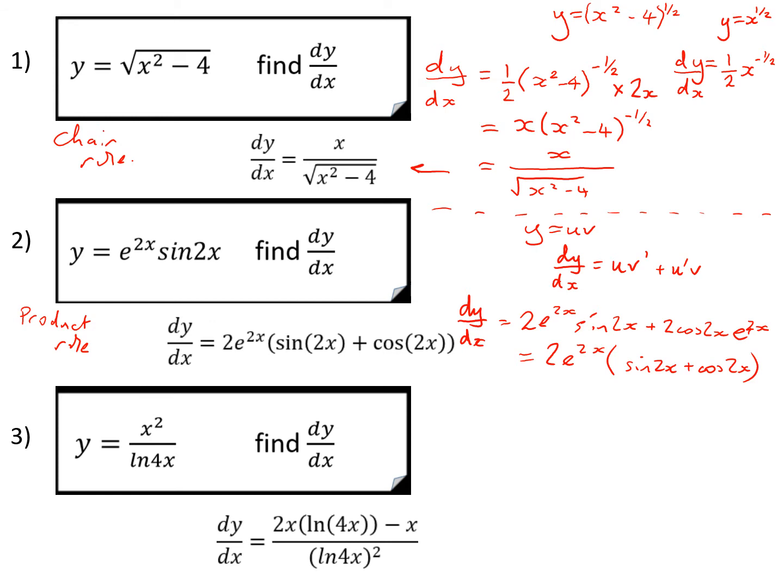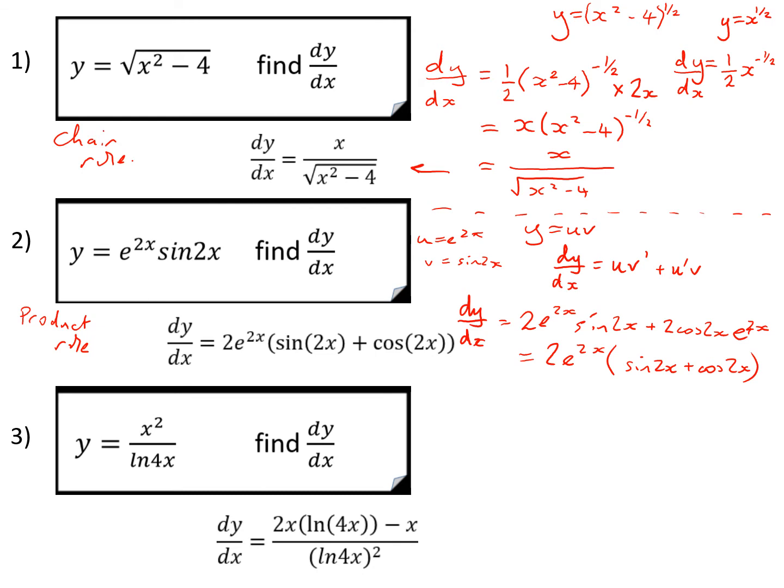Okay, now if you were to actually use the formula, you would just say u equals e to the 2x, v equals sine of 2x, and then you would find u dash, v dash, and sub them into the formula.